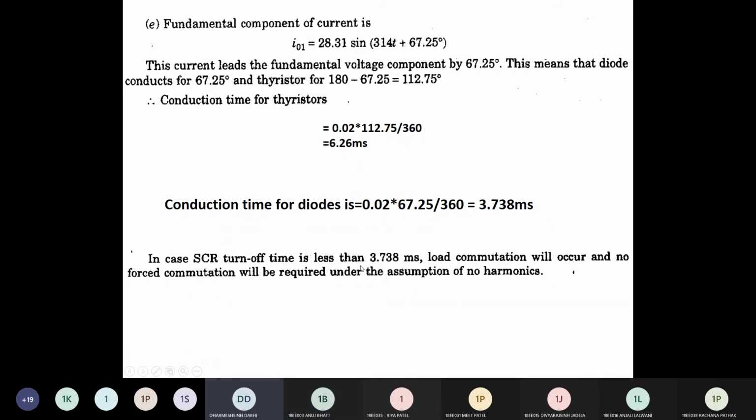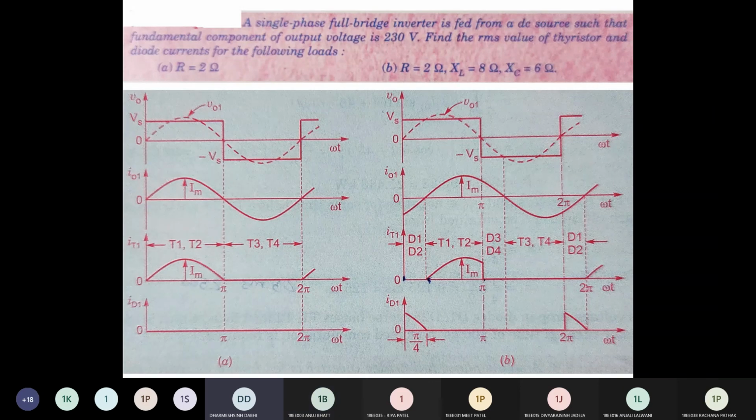This is a very important example, and it covered all the topics which we have learned in the theory. Is there any doubt in this example? Anyone? Yes? Okay. So let's move on to the next example.